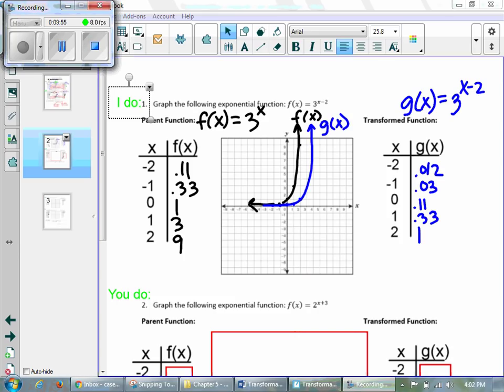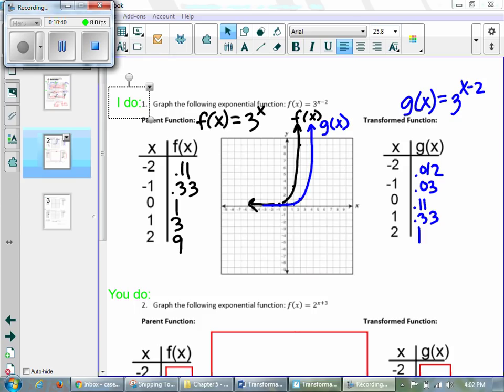Welcome back. I identified the parent function and the transformation function. So if you look, the parent function is f of x equals 3 to the x. Remember, it's just the base with the power. It doesn't include any other numbers. And the transformation function is g of x equals 3 to the power of x minus 2. Keep in mind, this negative 2 now is located up in the power spot, no longer down next to the base. I also created the tables in different colors for each the parent function and the transformed function, and I graphed both.